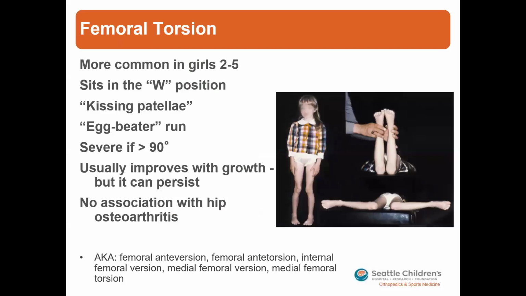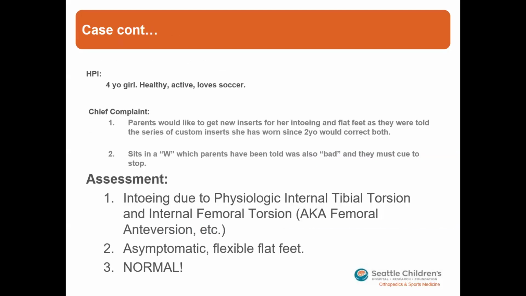While she's on her belly, internally rotate the hip. She can almost touch the plinth. She has femoral torsion. She sits in a W because that's the shape of her femur. What she's got? She's got in-toeing due to physiologic internal tibial torsion and internal femoral torsion, and asymptomatic flexible flat feet. She is a normal kiddo. We just coach the parents that usually by 10, a lot of this is going to go away. She may retain the flexible flat feet, but as long as they're painless and flexible, they are normal.